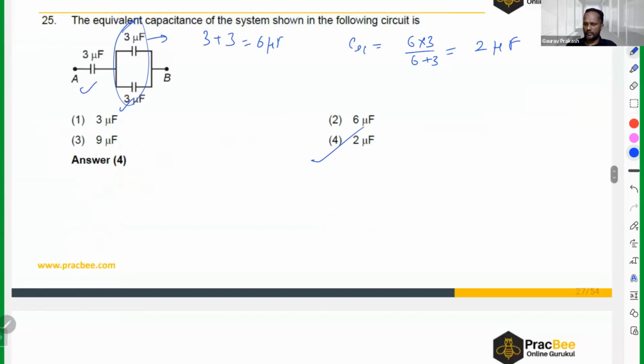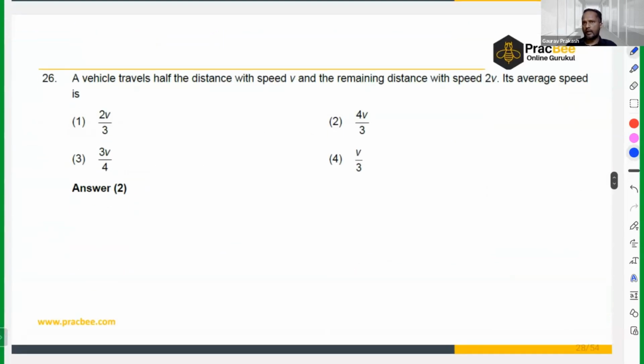Very, very easy question. A vehicle travels half the distance with speed v and the remaining distance with 2v, the average speed. Average speed is given by the formula total distance upon time. So the distance is x plus x, and the time is x by v plus x by 2v. So when you solve this, you will get your answer as 2v by 3 because the x will cancel out.